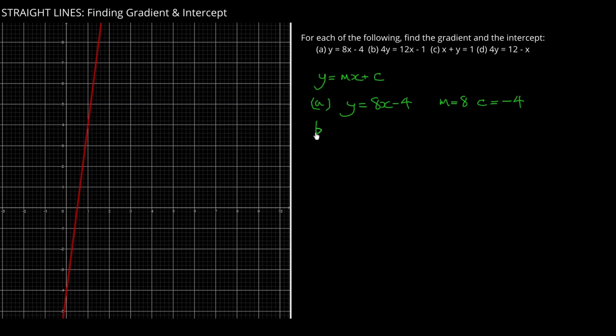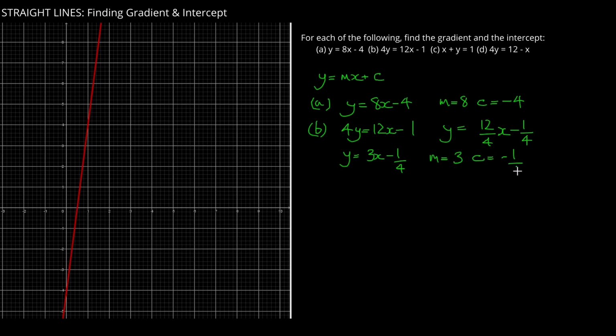Okay, part B. Well, that's not quite in the form y equals mx plus c because we've got 4y here and not y. So we've got to divide through all of the terms of that equation by 4. Well, we can simplify that a tiny bit more. y is equal to 3x minus a quarter. So m is equal to 3 and c is equal to -1/4. And there is that line displayed on the left-hand panel.